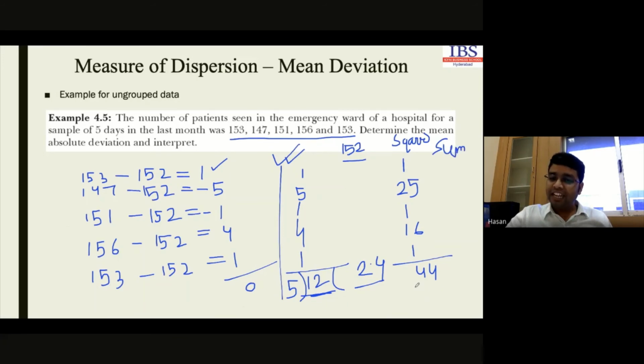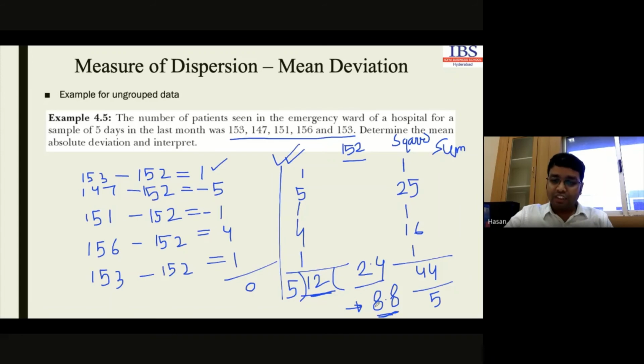Now if we take the average of this squared sum, we have 5 data points. So if we divide 44 by 5, we get the value 8.8. This is the mean squared deviation. In statistical terms, this mean squared deviation is the variance.